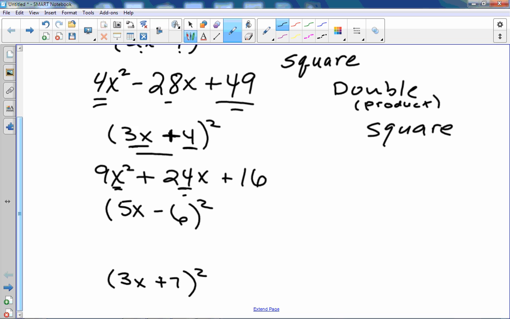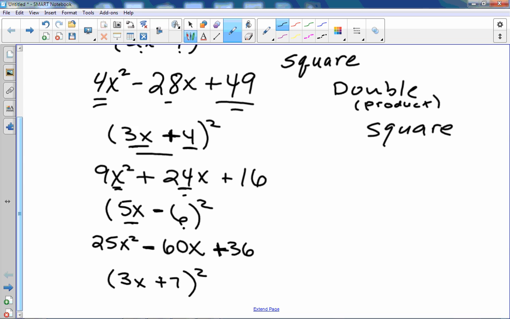Okay, let's try the next two. So here we go. Square, that's going to be 25x squared. Okay, now it's going to be minus. Okay, now double the product. 5x times 6 is 30, and 30 doubled would be 60. So it'd be 60x there. And then square. If I square negative 6, it would be positive 36. So notice your perfect squares are going to end up on the ends, and they're always going to be positive because you're squaring something. And if my sign happens to be negative, well, that's just going to go right there.